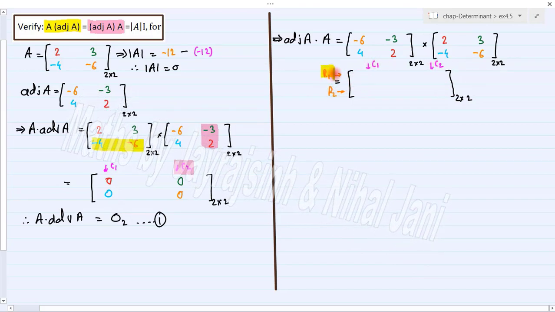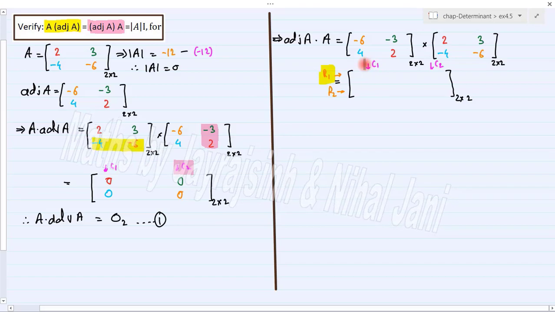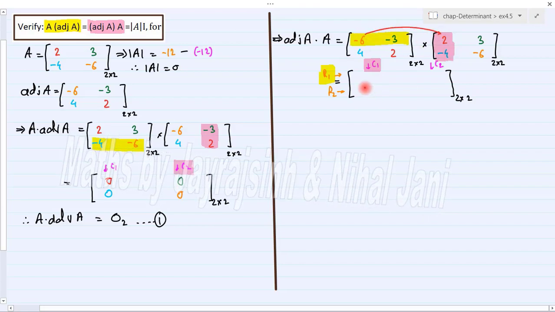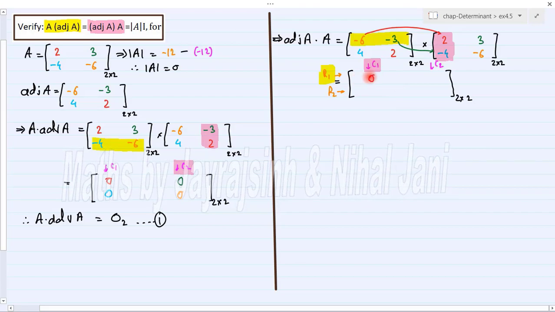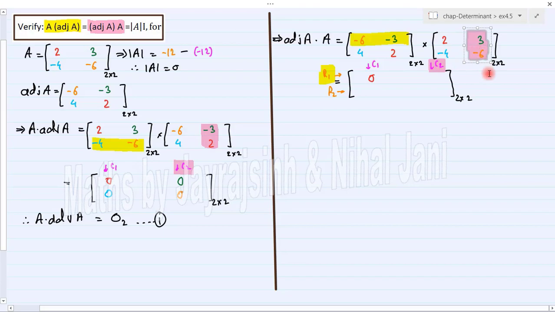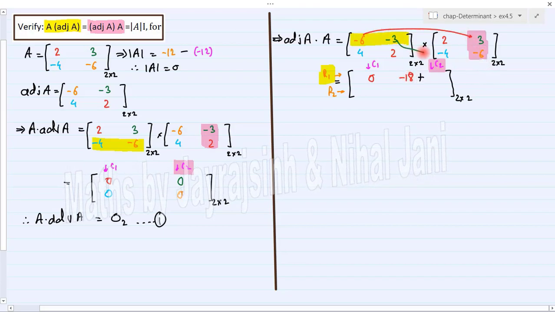Now let's get your first element, which is in first row and first column. So we have to multiply first row of first matrix and first column of second matrix. So multiply corresponding terms, you will get 0. Then your second element is in second column. So multiply first row and second column and you will get 0.